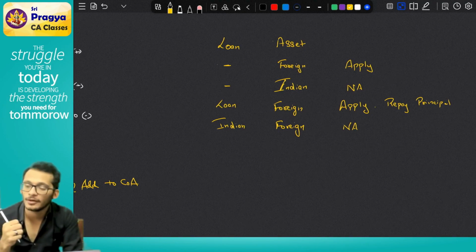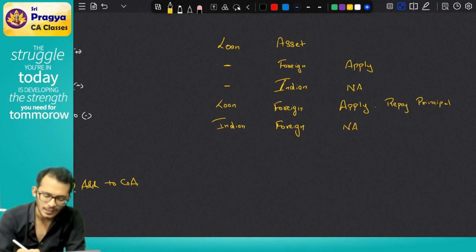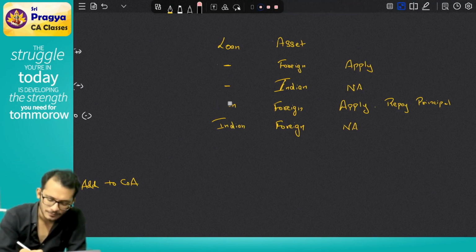Now going forward, you are going to make the repayment of loan in Indian currency, which means will you have a foreign exchange gain or loss? No, because all transactions are happening in India. Therefore, no foreign exchange gain or loss. Yes or no? Yes.